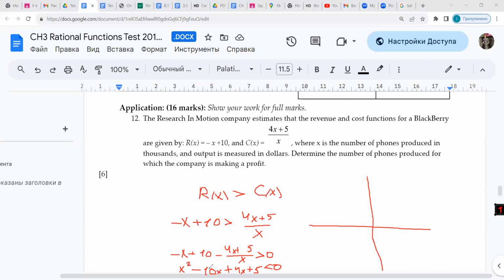Now, considering this, we just need to solve this quadratic for 0 in order to find roots. So what I see is x squared minus 6x plus 5 less than 0. x squared minus 6x plus 5 less than 0.